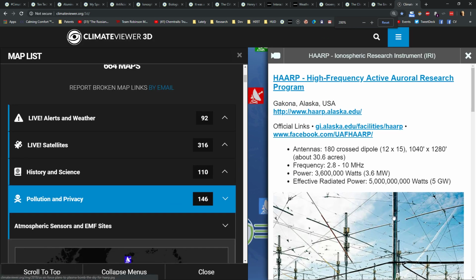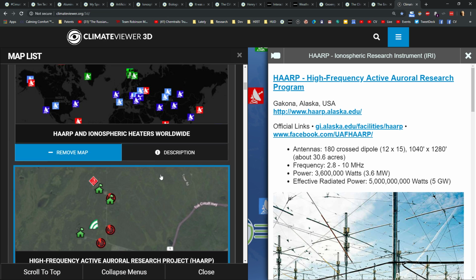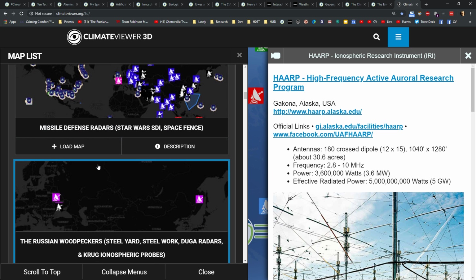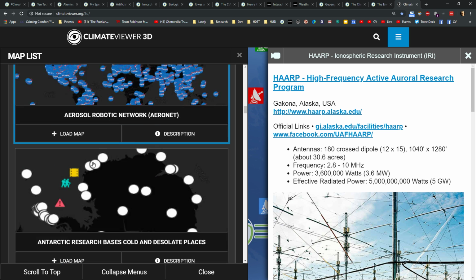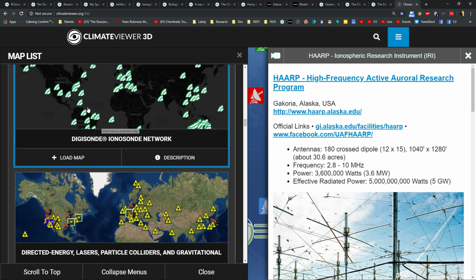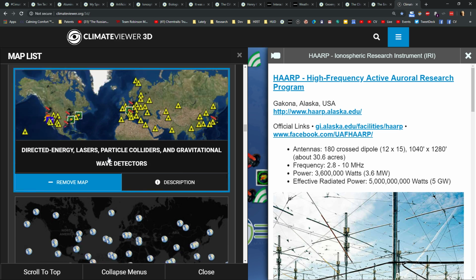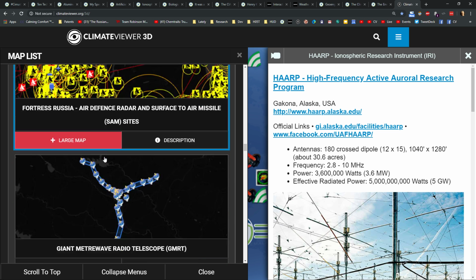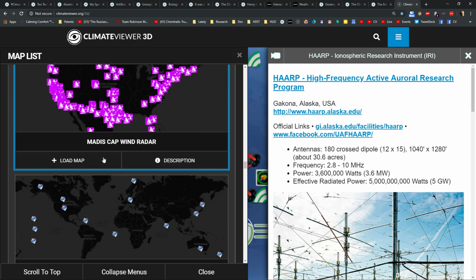That's the High Frequency Active Auroral Research Program. And then here's a real detailed map of HAARP. Missile defense radars worldwide, but the other one that you want to know about is down here, the digisigns, the lasers, and the VLF is kind of in the same ballpark, but we don't want that one right now.